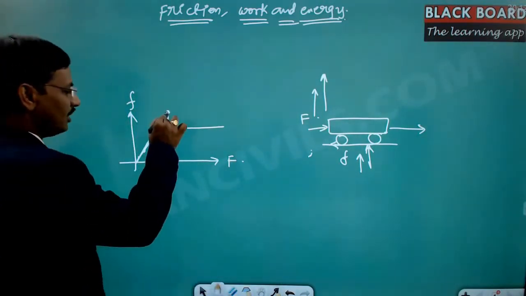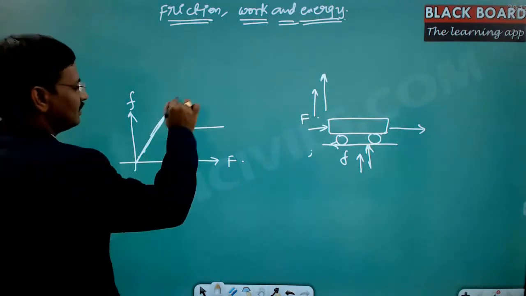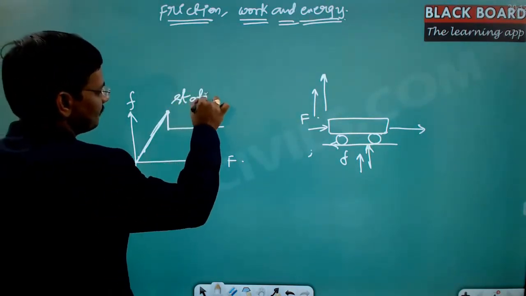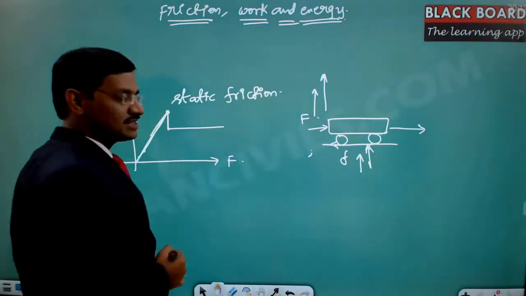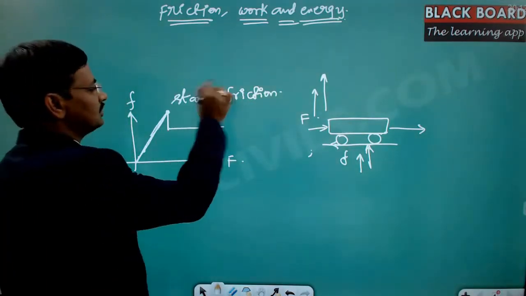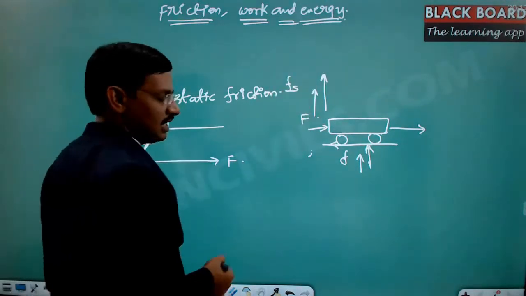This point of the friction is called the static friction. Static friction is more, and it is usually represented with FS.